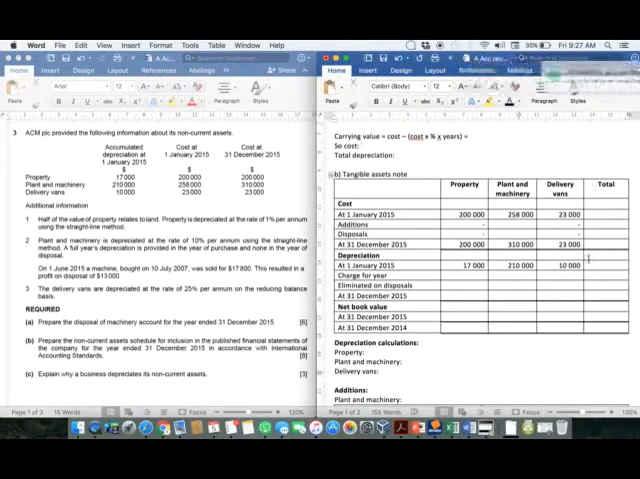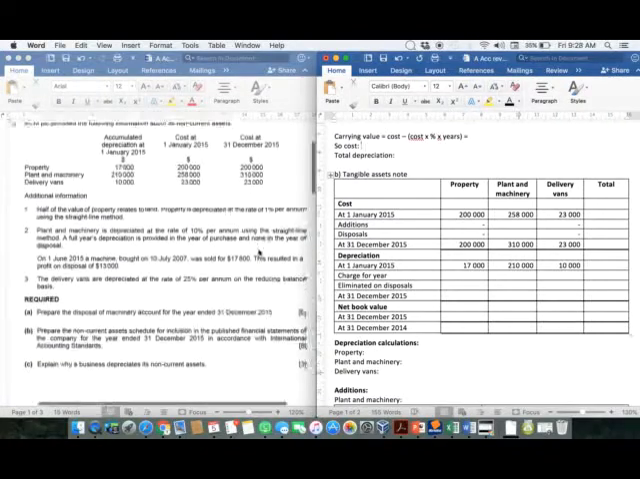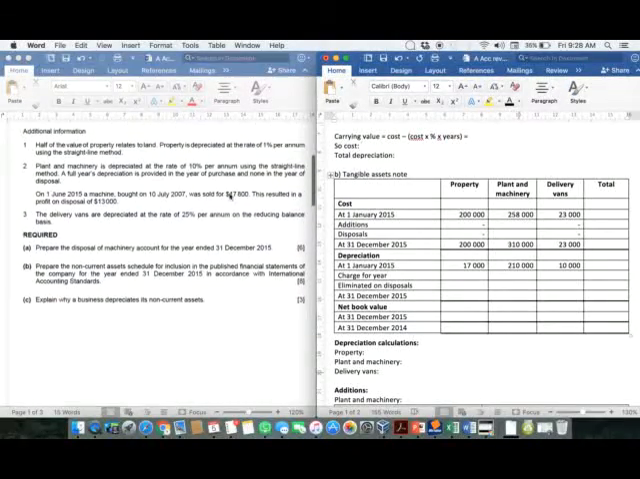So, if we have a look now at the additional information that is given, half of the value of the property relates to land. Now, that's quite important. Remember that land does not depreciate. If anything, it actually gains value, but we won't worry about that. The point is, of this 200,000, half of it, or 100,000, relates to land, and the other 100,000 relates to property.